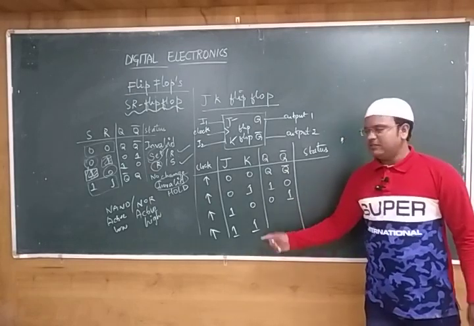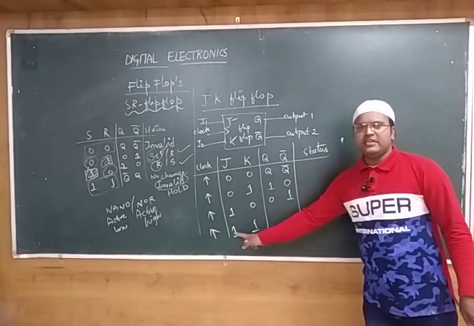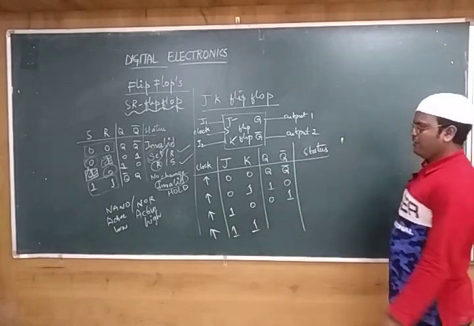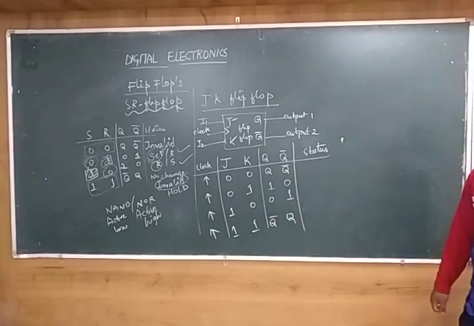Likewise, when both are 1, 1. Since for both 0, what we have written is Q and Q bar. When both are 1, 1, J is 1 and K is 1, we can write it as Q bar and Q. These 2 values we can write.